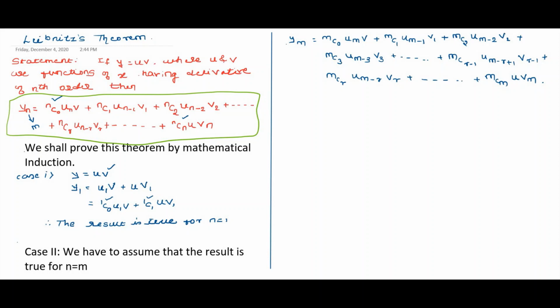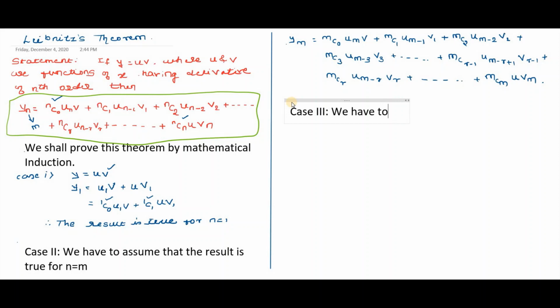We have to assume that the result is true for n is equal to m, means in the given equation just n is replaced by m. Now step 3, or we can write case 3. So in this case we have to show that the result is true for n is equal to m plus 1.